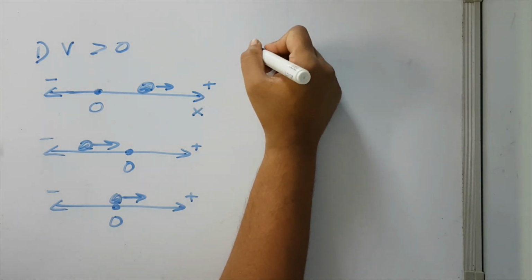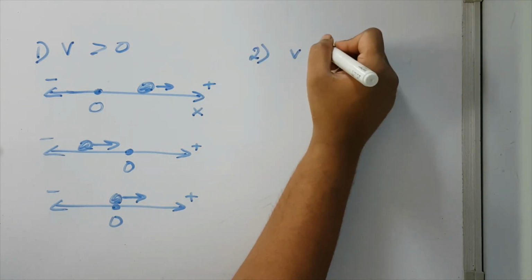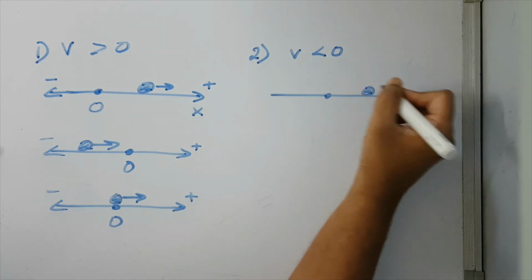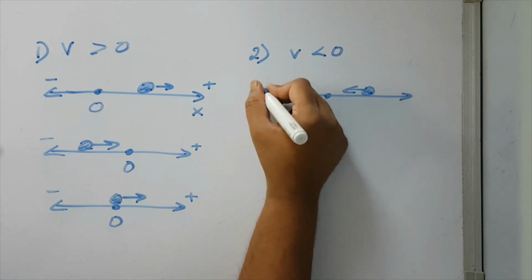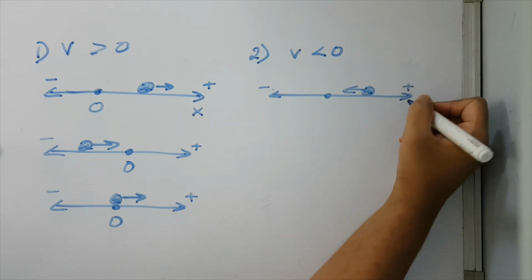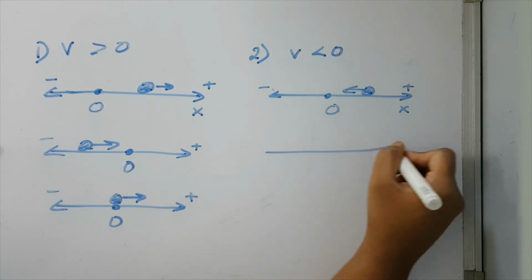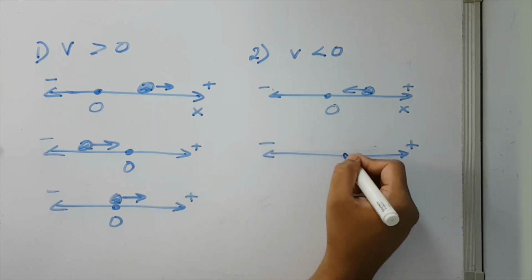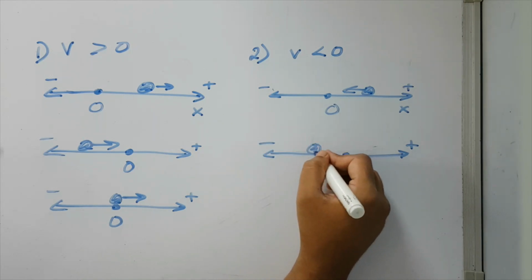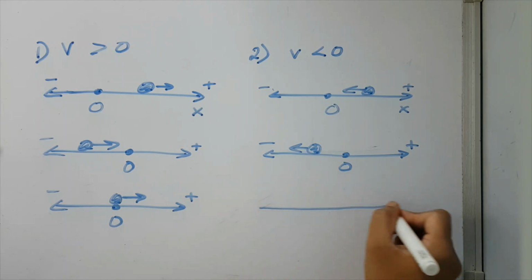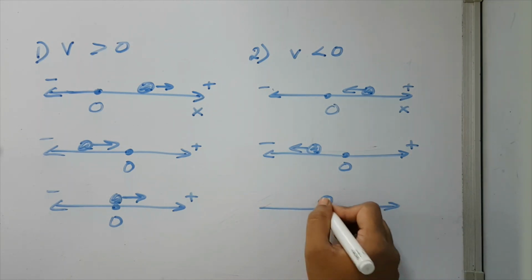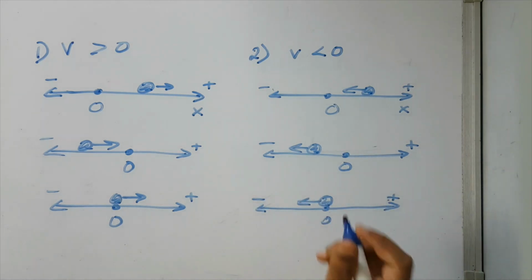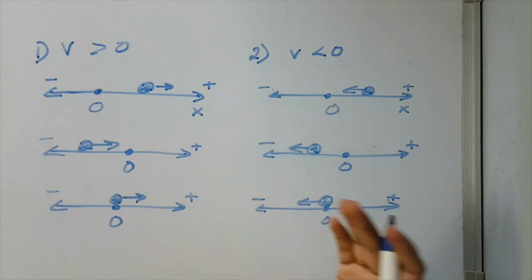Now, what about instantaneous velocity being negative? That means the particle has to move towards the negative direction. So you could say it doesn't matter where the particle is right now. This is positive, this is negative, either side of the origin, and even on the origin. Negative velocity means it is moving towards the negative direction. Now, what about zero velocity?